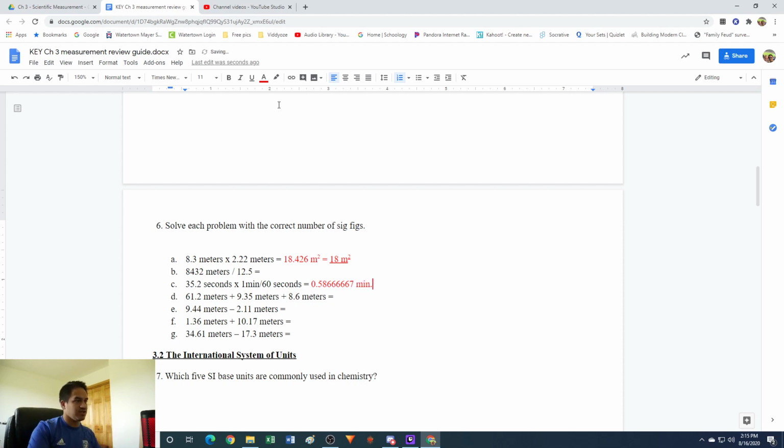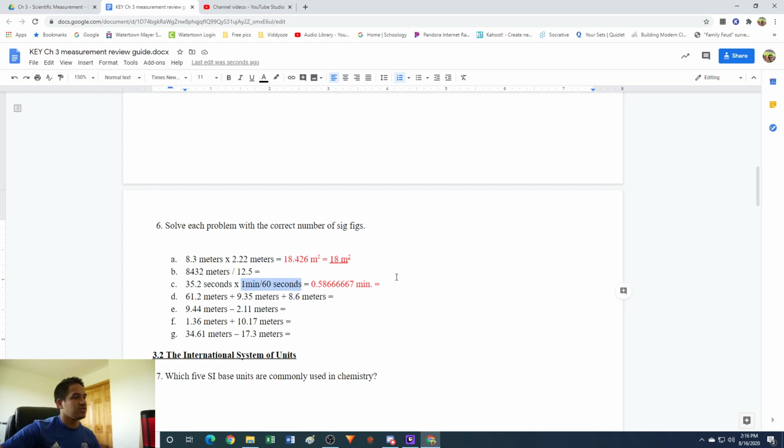This would be in the units of minutes. Now, again, we don't want to keep this whole number, so we are going to only use this 35.2 seconds to determine our sig figs. And the reason why we're not going to use this part here is this is a constant. This is a conversion factor, and constants or conversion factors don't have sig figs because you're not estimating anything. Like 1 minute is exactly 60 seconds. There's no estimating there, which means if there's no estimating, then there's no significant figures.